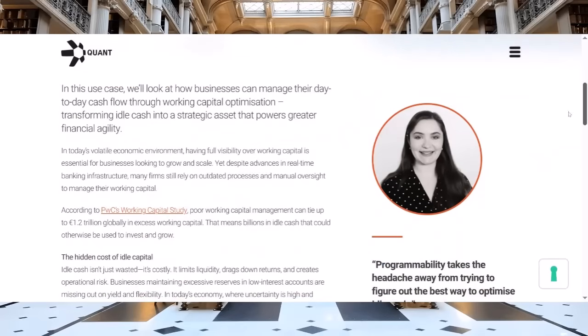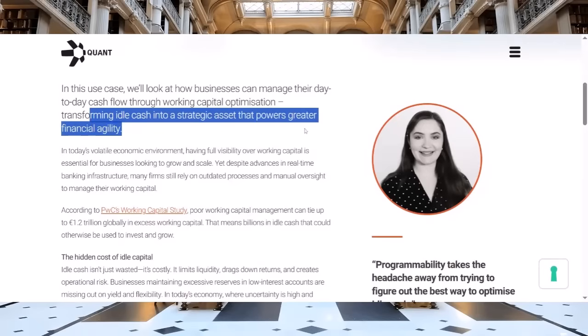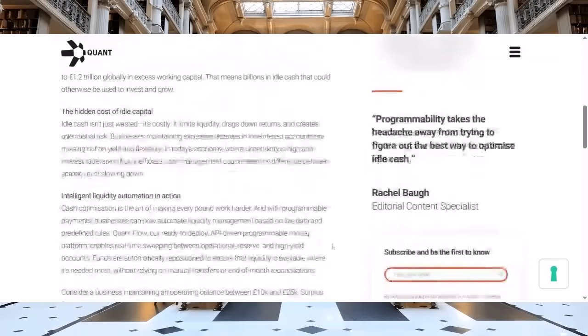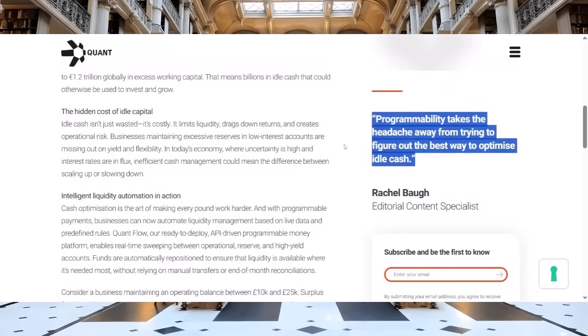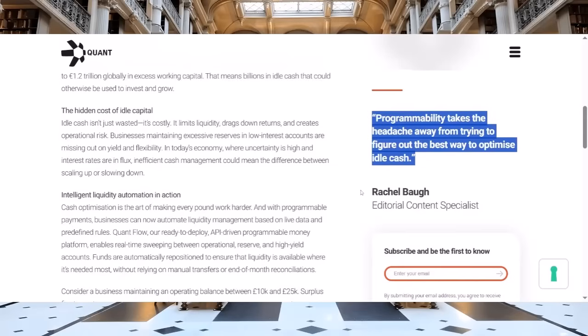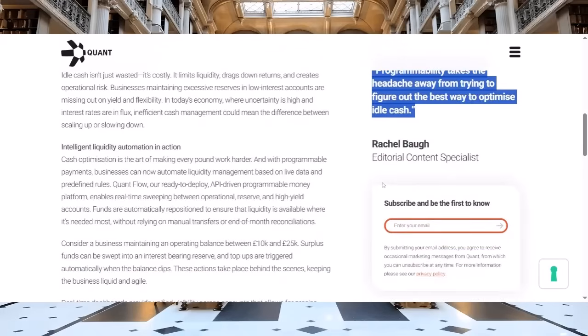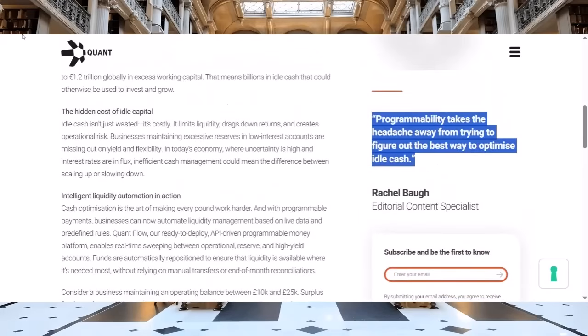It's a use case, the optimization of transforming idle cash into strategic assets that powers greater financial agility. Hidden costs in idle capital. I mean, think about this. I love this quote. Programmability takes the headache away from trying to figure out the best way to optimize idle cash. And some of you guys may wonder, idle cash.